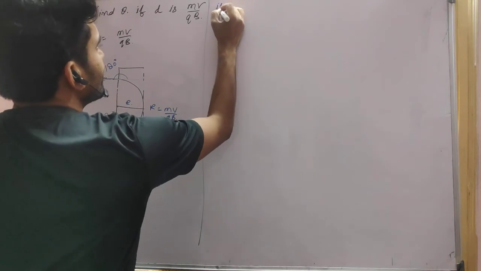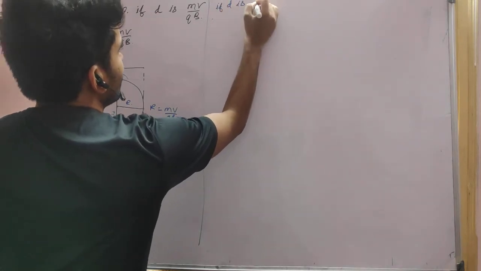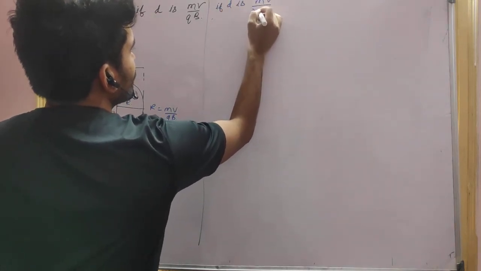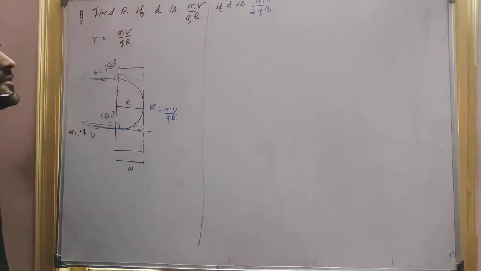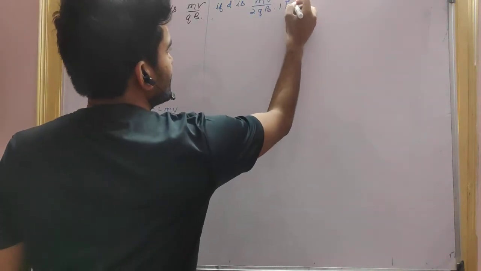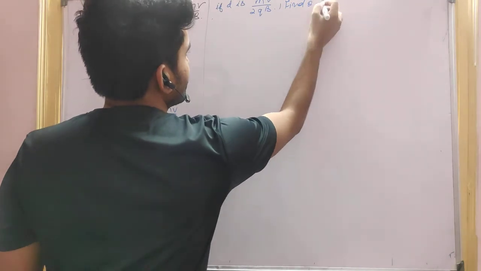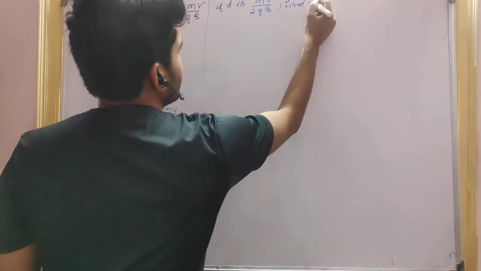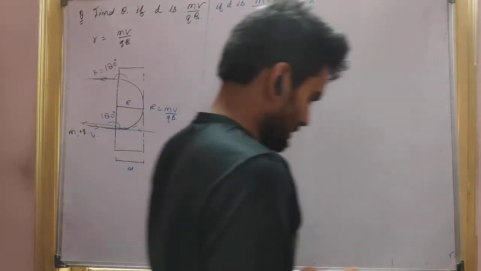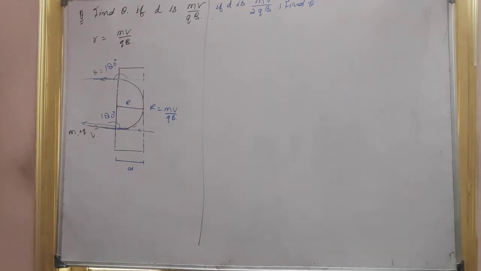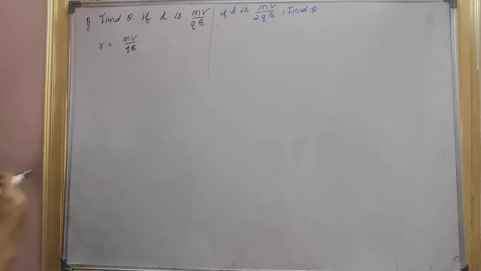If d is mv by 2qb, find theta. This question is for you guys. Find theta. Just try, I will give you 2 minutes. So let me explain this.